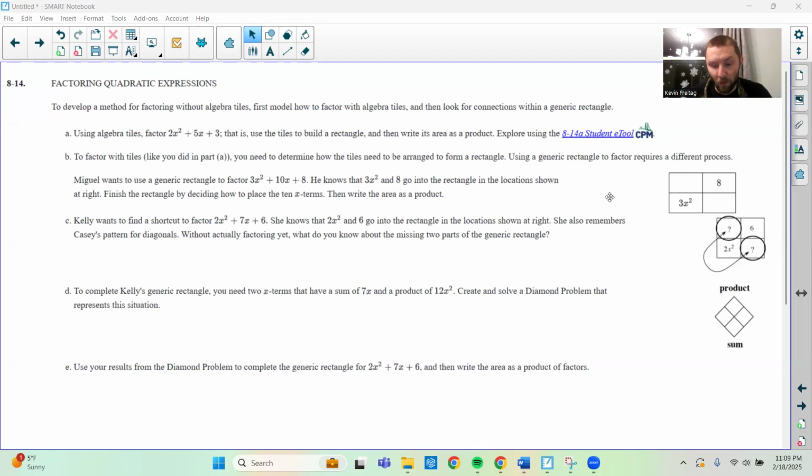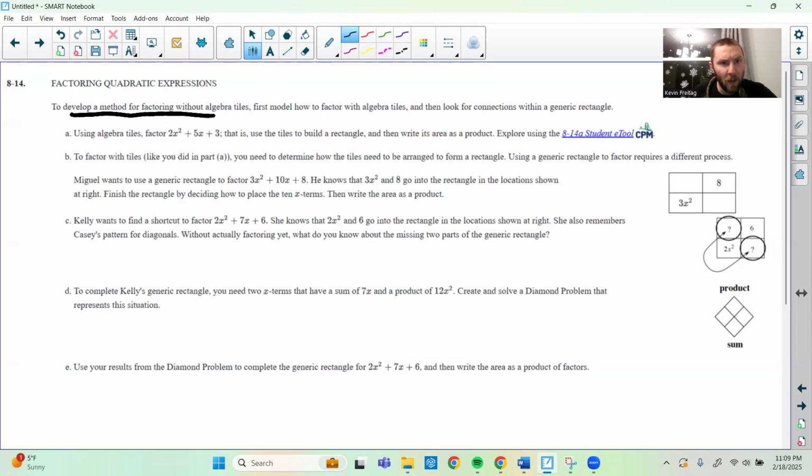Okay, now that we're all done with number 13, we get to move on to number 14. Number 14 begins with, it says to develop a method for factoring without algebra tiles. So that's going to be our goal today: to go from manipulating with algebra tiles to not needing to do that and just being able to factor quadratic expressions with generic rectangles. The first thing they want us to do is one more time use algebra tiles to try to factor a quadratic expression, okay?